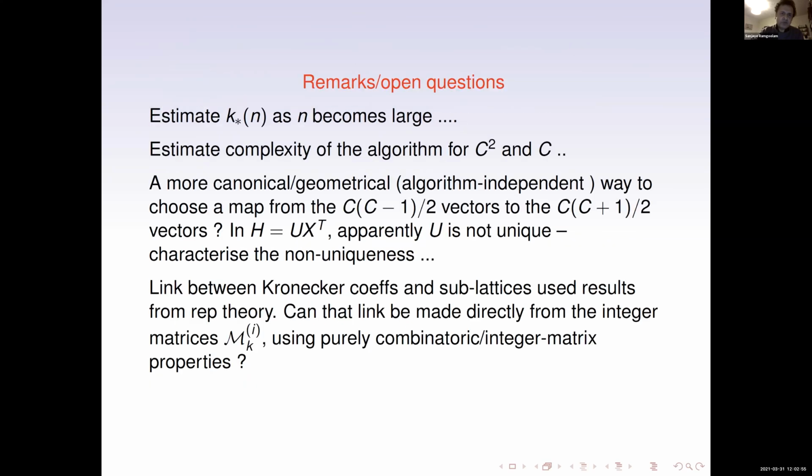Maybe just some remarks and open questions. It would be nice to know this K star of n. How does it behave as a function of n, especially as n becomes large? This will help estimate the complexity of this algorithm for calculating C square and for C. It would also be nice to understand a bit more, in a canonical or geometrical way, how to choose a map from this CC-1 set up to the bigger set. We don't really understand this very well. I mean, you can choose one, but it would be nice to choose it in a nicer way.